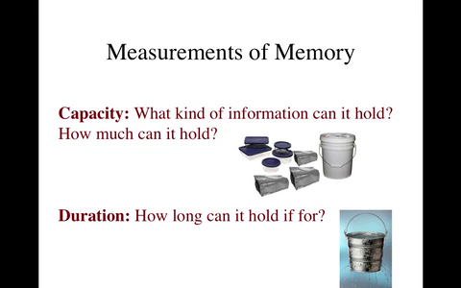So when we're talking about memory and different kinds of memory systems, we can talk about various properties, things like capacity and duration. Capacity has to do with what kind of information and how much information something can hold. So you can have different buckets holding different kinds of stuff, and different amounts of stuff that they can hold. And this turns out to be a useful idea when it comes to memory systems. And besides what kind and how much, there's also duration, which is how long information can be held. So here's a leaky bucket. How long can it hold the water until that information is lost from memory?